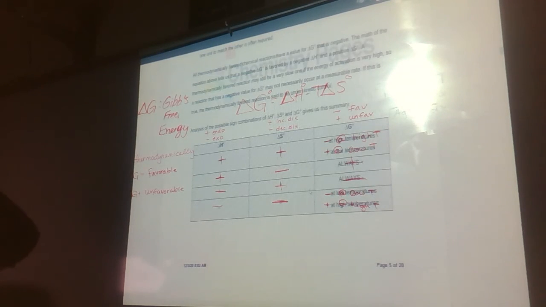Questions about this? You don't have homework. Your only job is to read these pages and really try to grasp these concepts of entropy, enthalpy, Gibbs free energy, and how they all relate. Lovely. That's it.